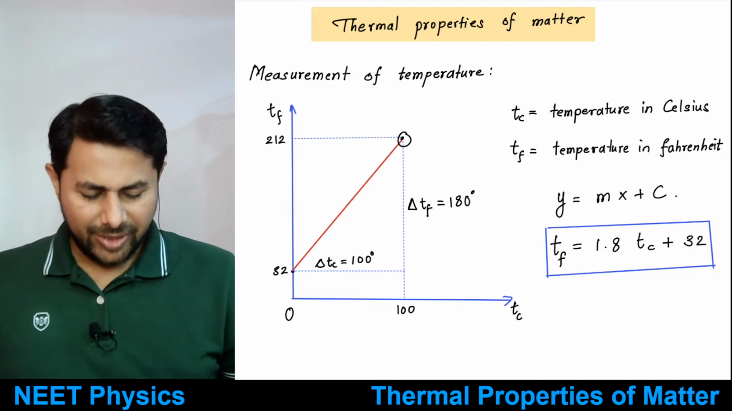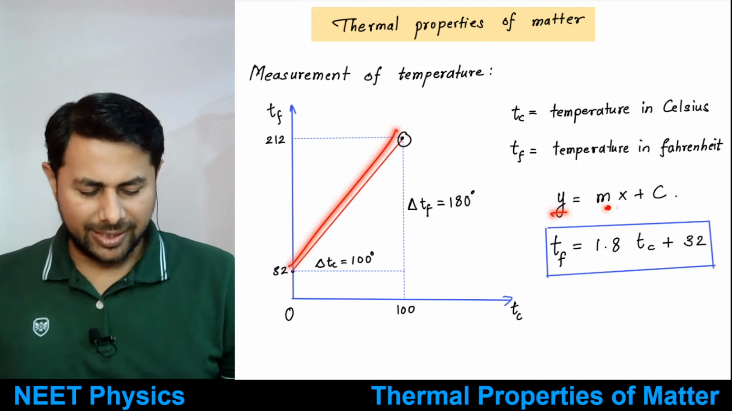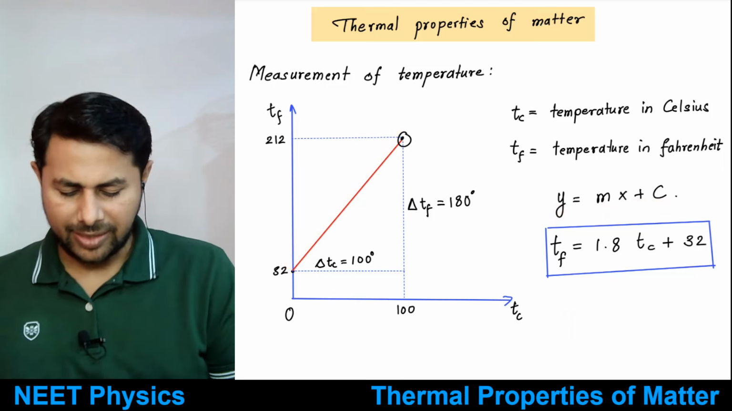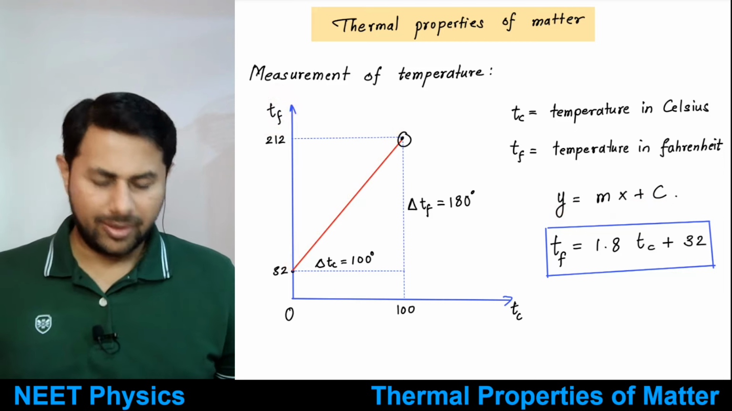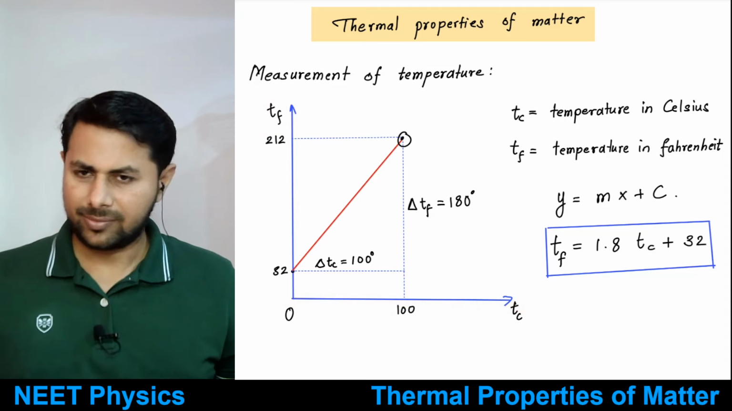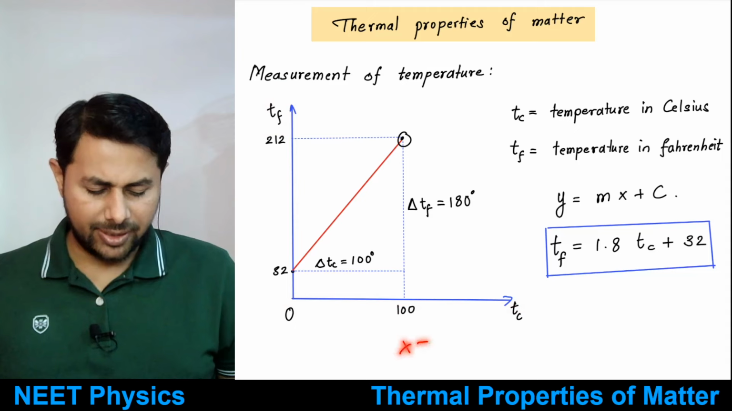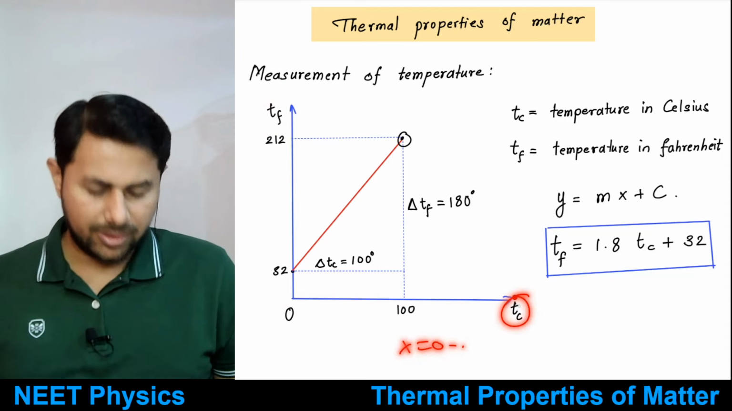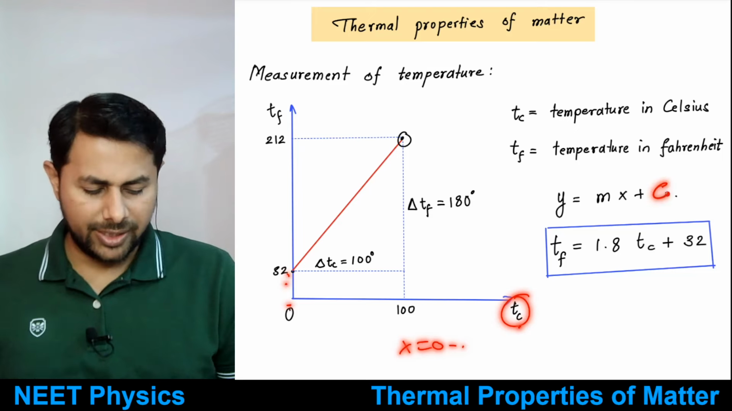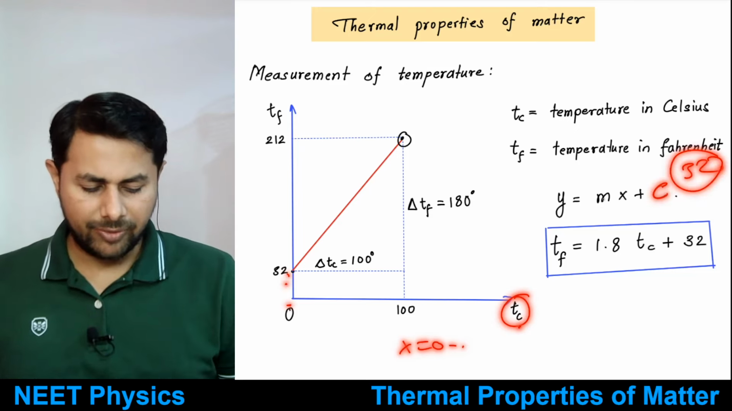So we have the equation of a line, that is y = mx + c. This is the equation of a line. What is your y? y is temperature in Fahrenheit. What is x? Temperature in degree Celsius. When x is 0, meaning 0 degree Celsius, what is the value of y? It is 32. So c is equal to what? 32. And then what is the slope?